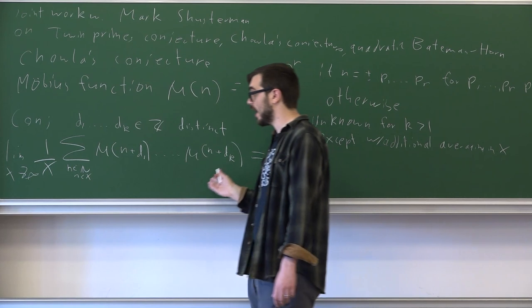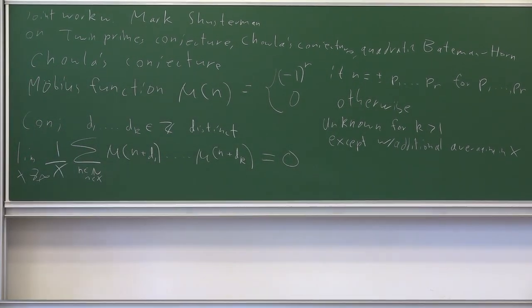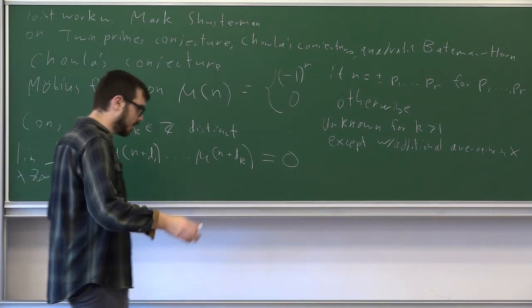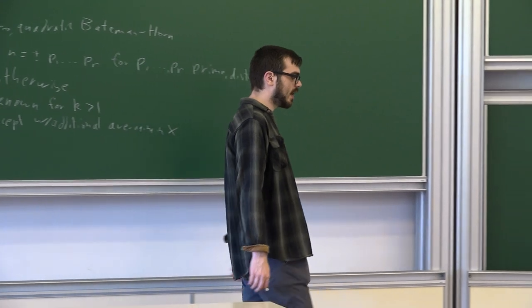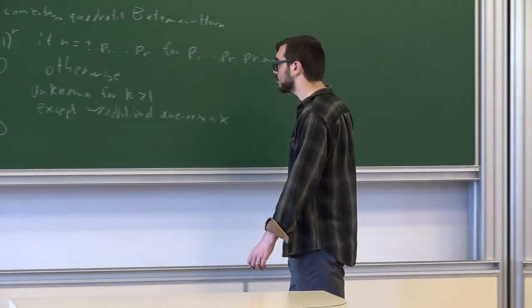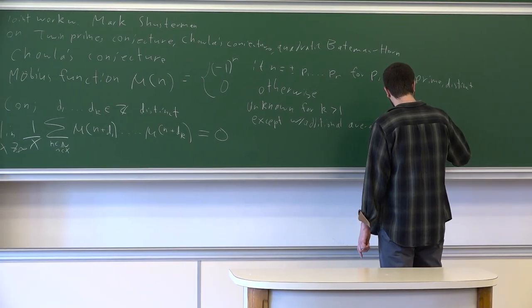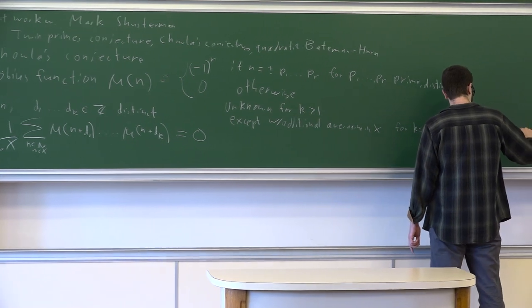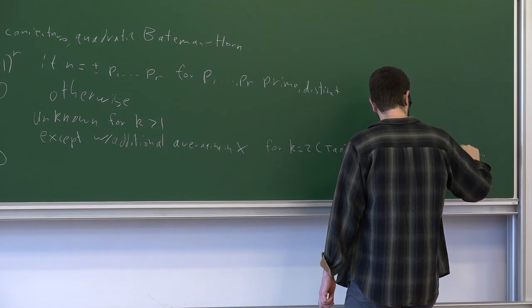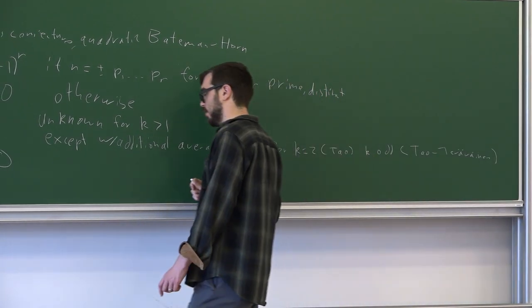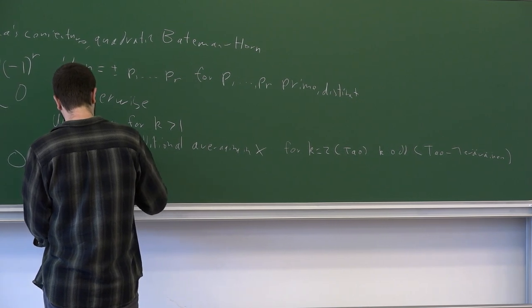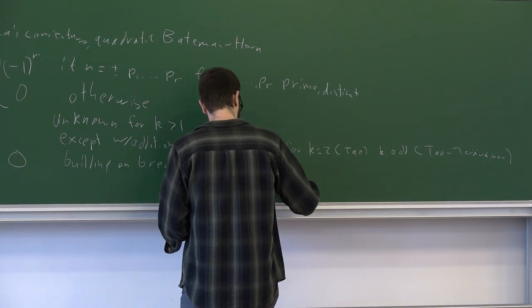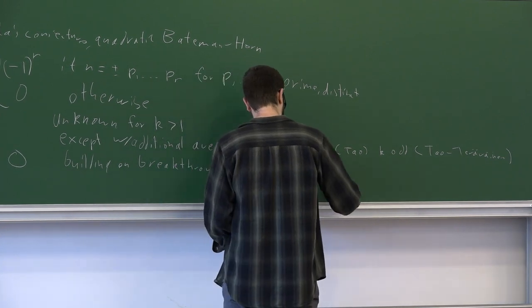So if you average the left side over x equals 1, 2, 4, up to a power of 2, and then take the limit as the power of 2 grows and grows, then you would get convergence to 0. This is for k equals 2 by work of Tao, and for k odd by work of Tao and Teräväinen. Which is all building on the breakthrough of Matomäki and Radziwiłł.